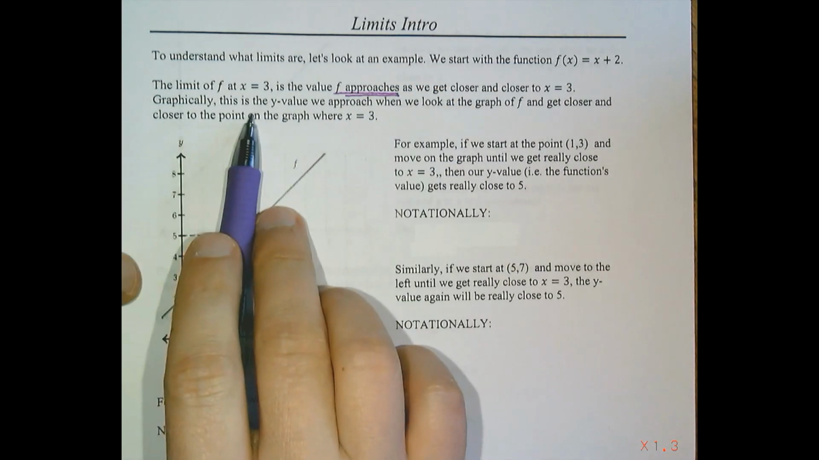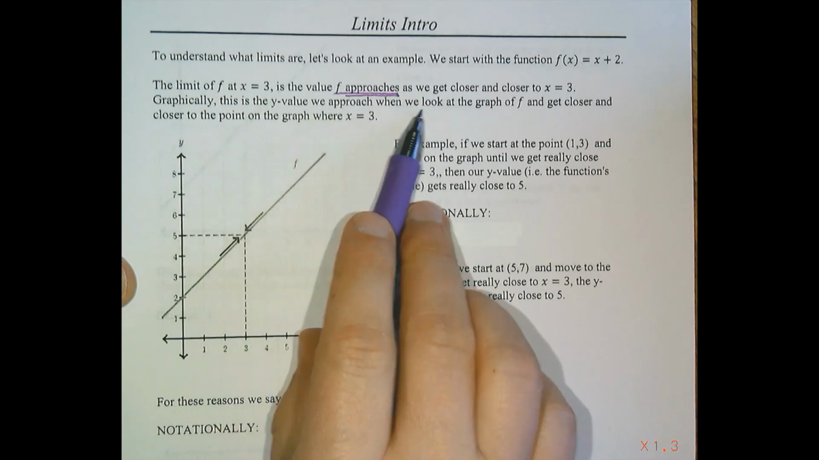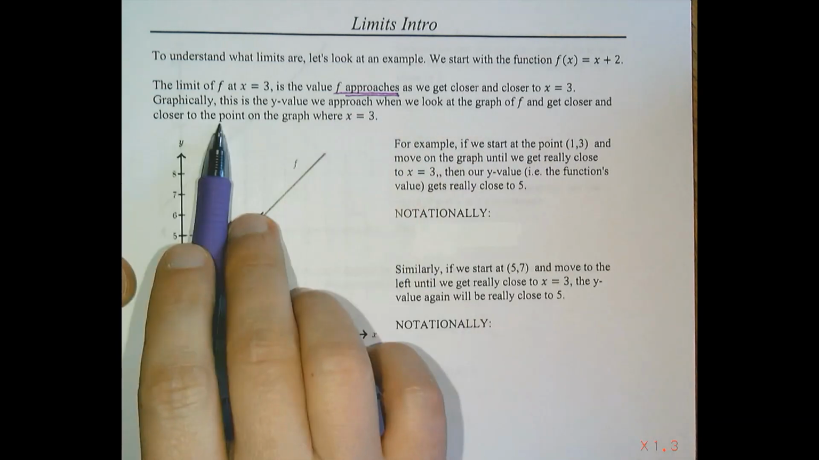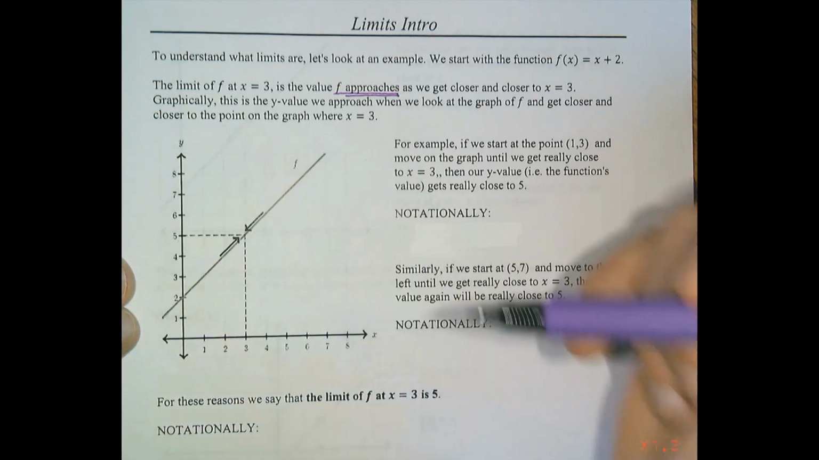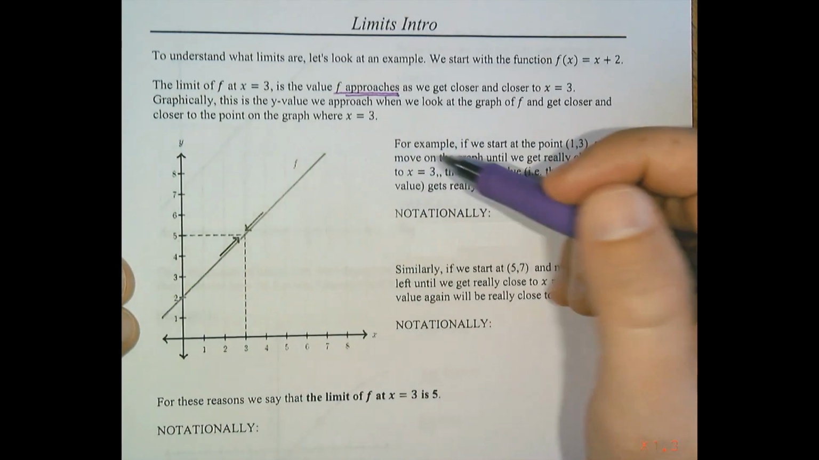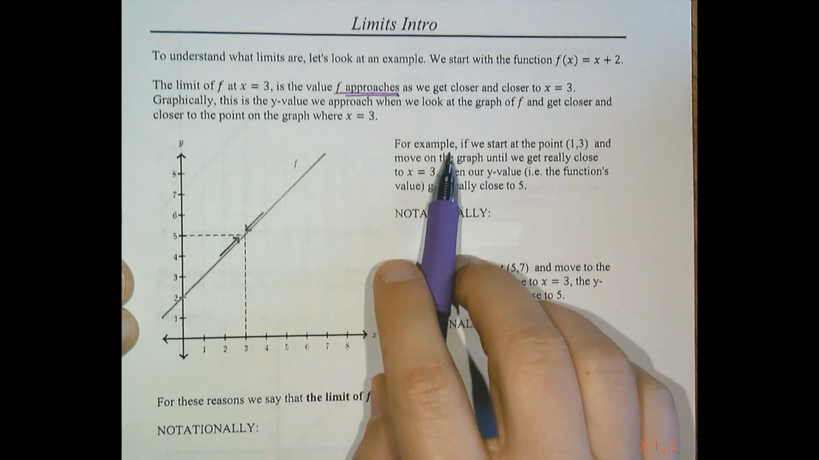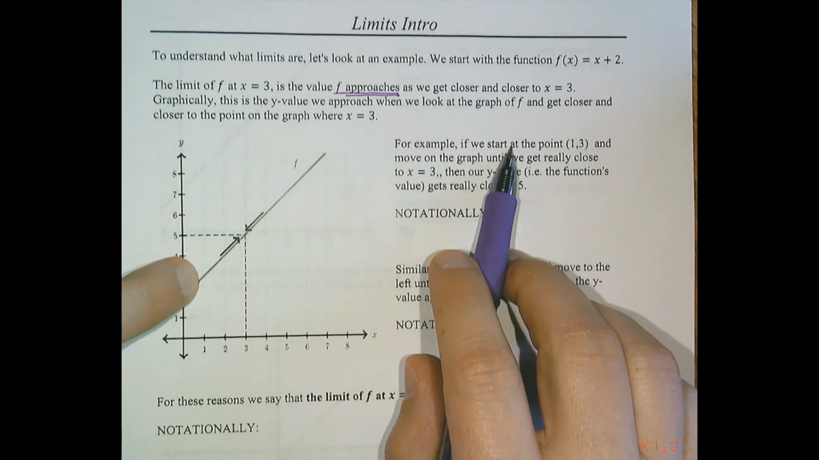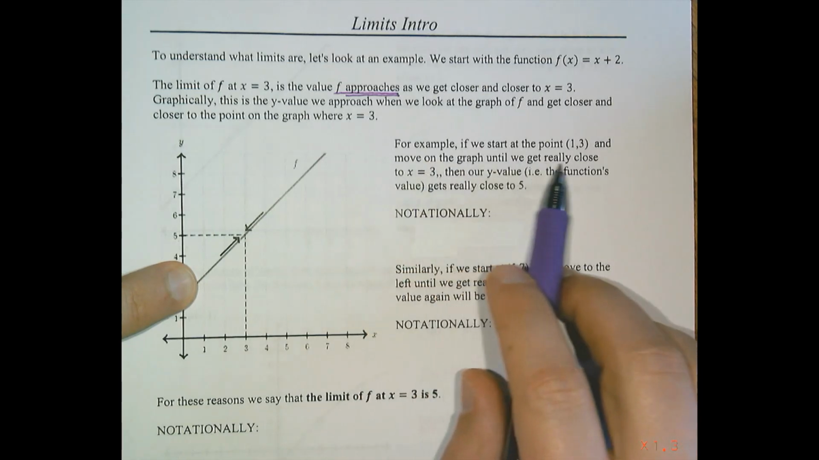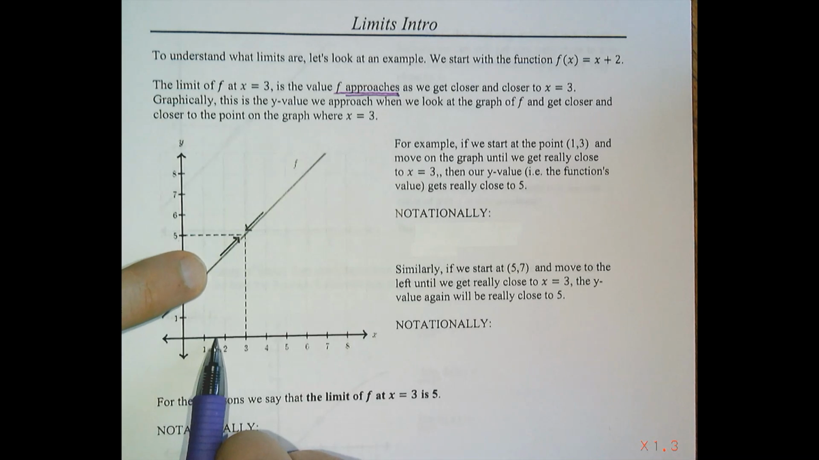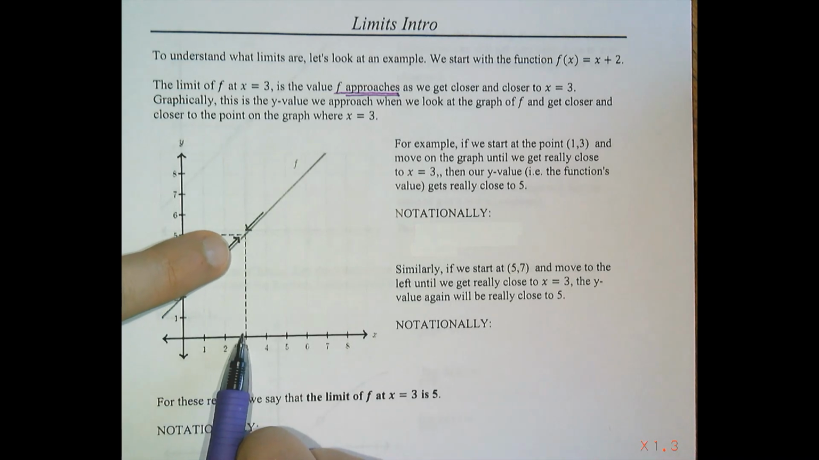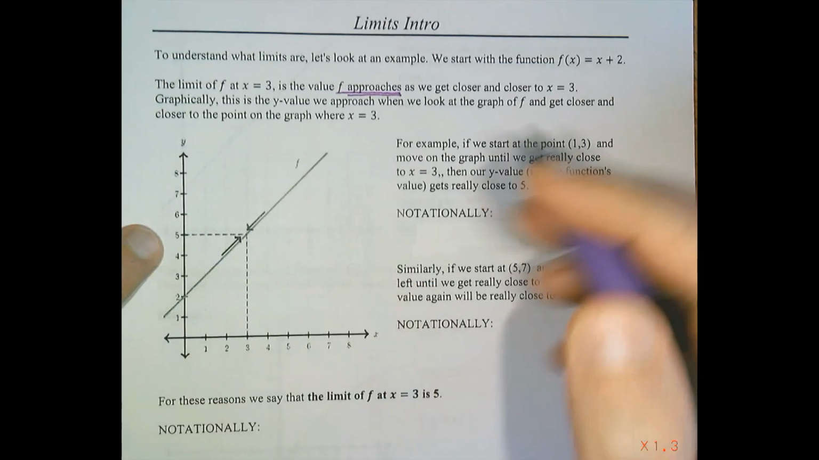Graphically, this is the y value we approach when we look at the graph of f and get closer and closer to the point on the graph where x equals 3. Okay? It's going to be a little more subtle than that, as we'll see. But for example, if we start at (1, 3), this location right here, and we move on the graph until we get really close to x equals 3, so we're moving rightward until we get closer and closer to x equals 3, our y value that we approach is the value 5.